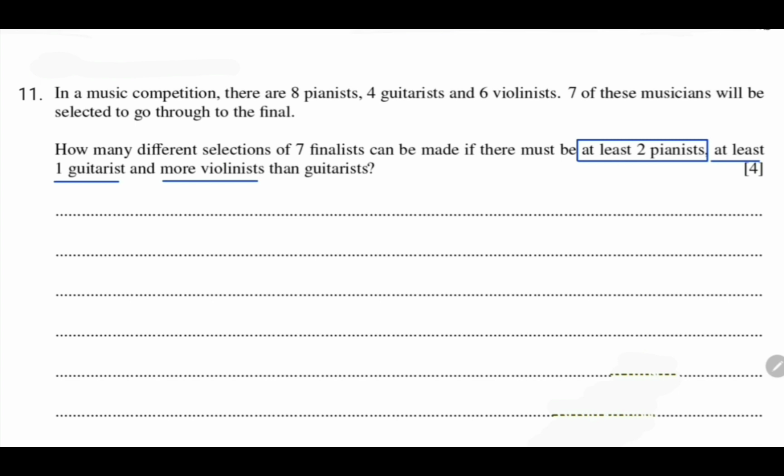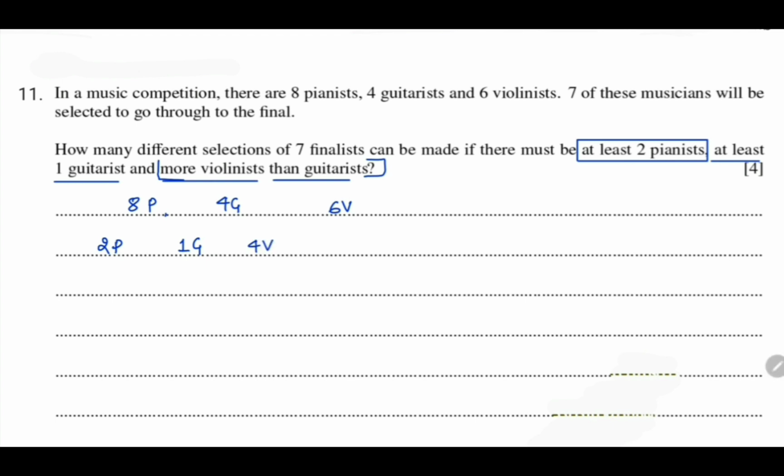This question is similar to boys, girls, and adults, but here we have one more twist: more violinists than guitarists. So we have to consider this point as well. So let me write 8 pianists, 4 guitarists, and 6 violinists. At least 2 pianists are there, so 2p. At least 1 guitarist is there, so 1g. In total I have to select 7 musicians. So the remaining will be violinists only. So 2 plus 1 is 3. So the remaining 4 people will be violinists.